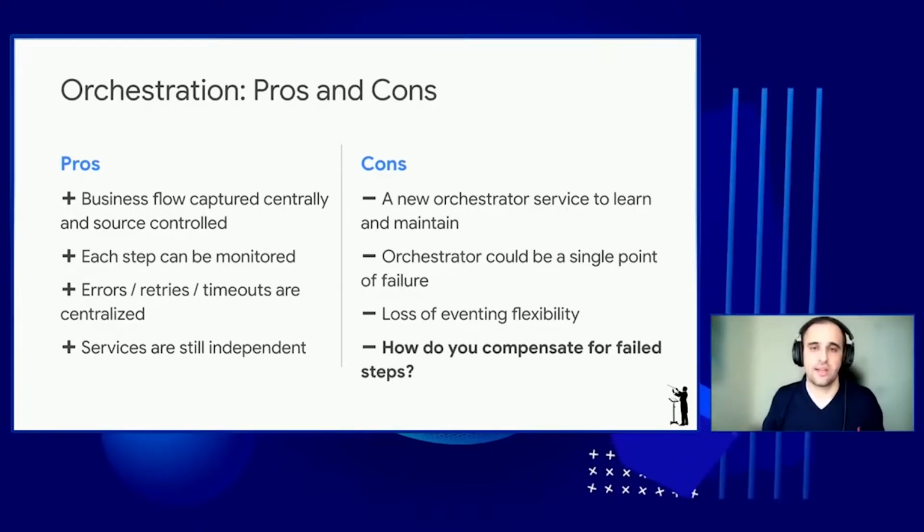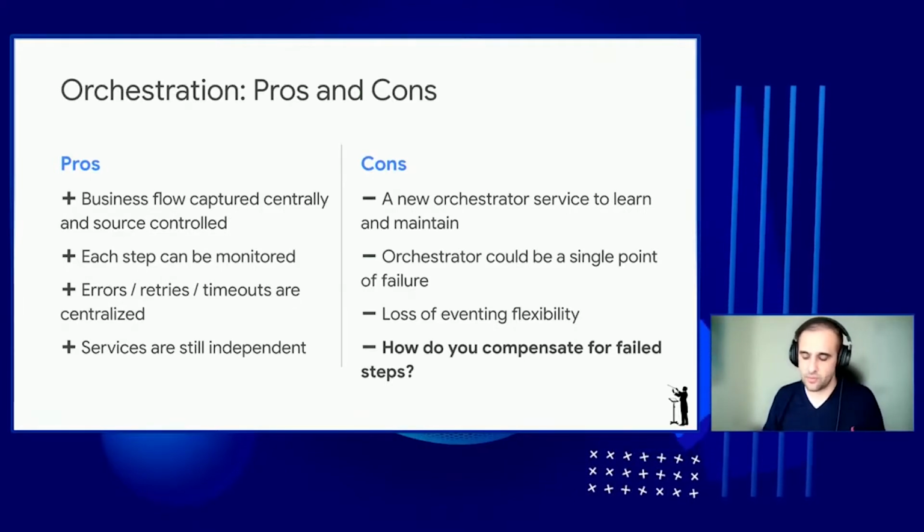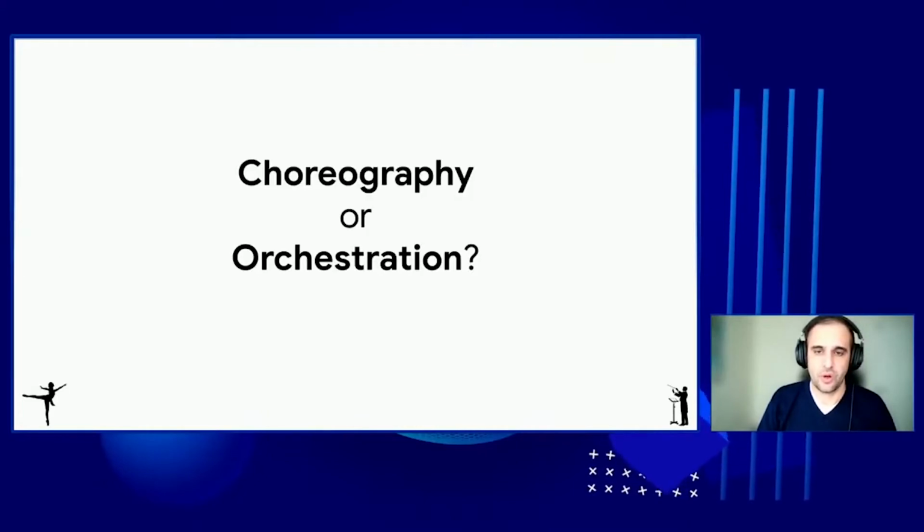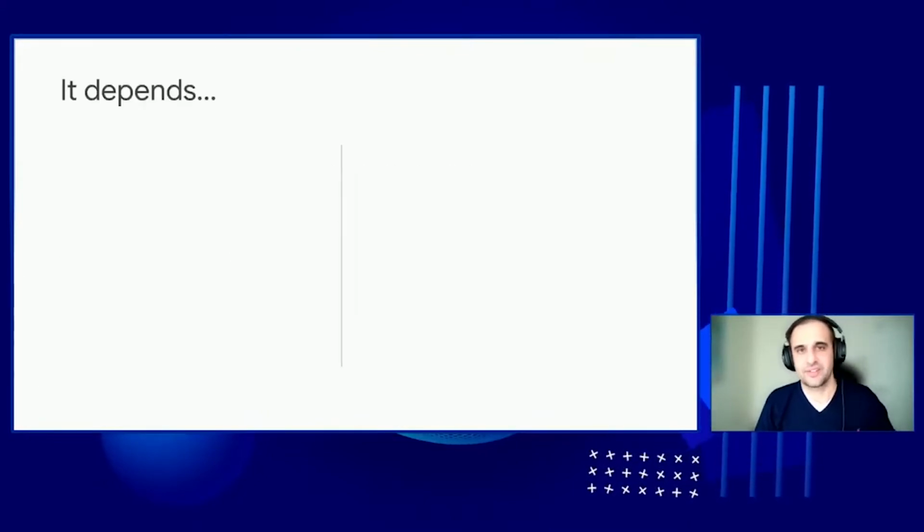And that is not free. You need to think about it and implement it in your orchestration. So the transaction becomes more reliable, in my opinion, but at the same time, you need to worry about how you compensate for failed steps. So what do we do? Which one is better, choreography or orchestration? And the answer, as in every software engineering or architecture question, is it depends.